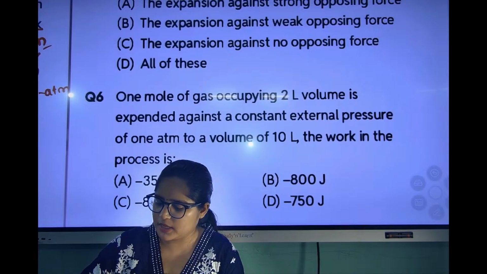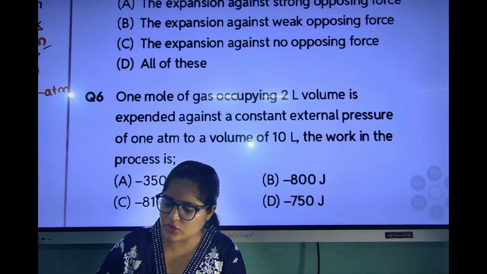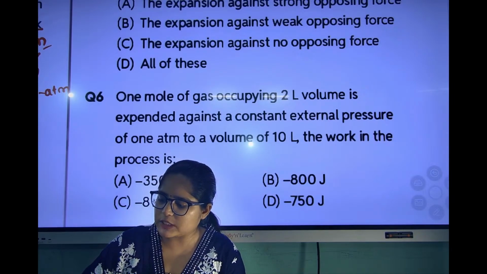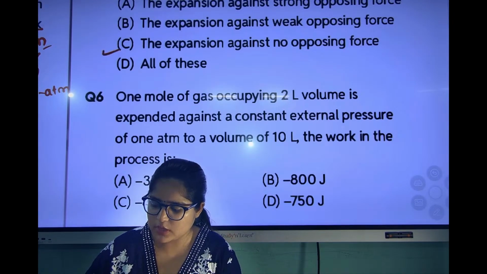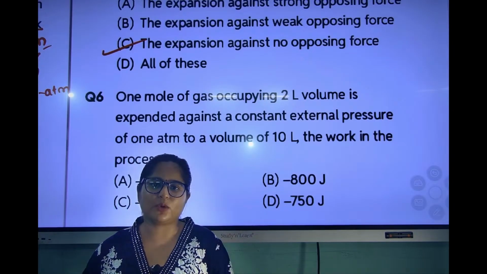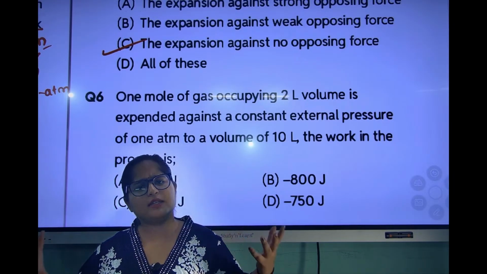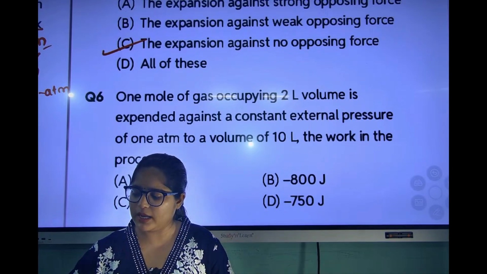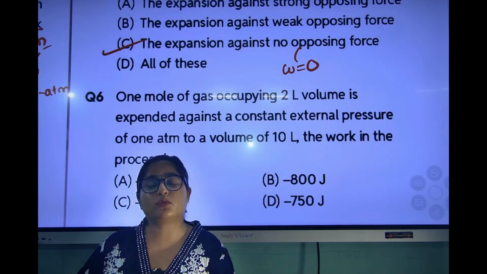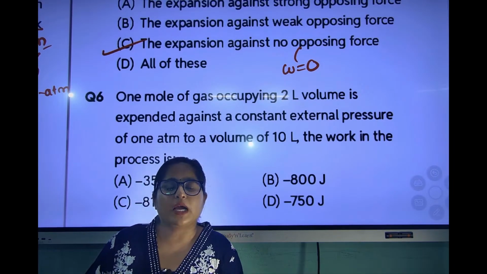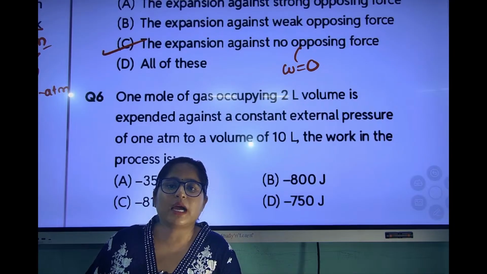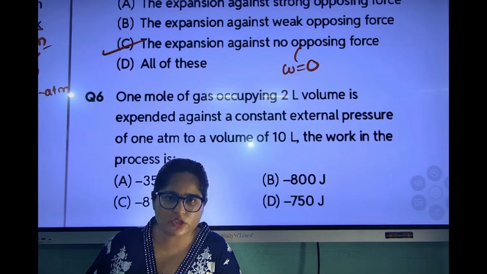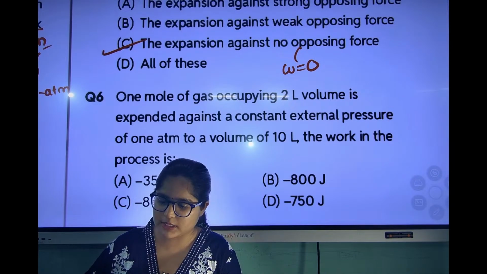Free expansion is the expansion against strong opposing force, the expansion against weak opposing force, the expansion against no opposing force. Name it is clear. Free expansion. Okay. So whenever I am saying free expansion, freely it is expanding. And there is no force. And that is why work done is 0. That's why I have told you. Free expansion is there, vacuum is there, or isochoric is there, work done will be 0. So, free expansion means expansion against no opposing force.